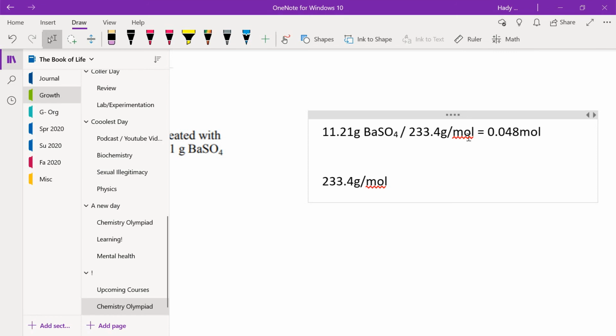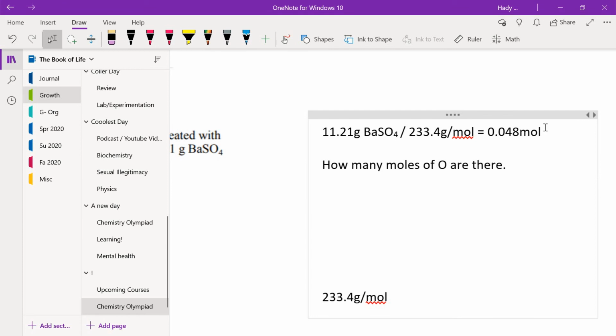Sometimes they'll say, okay, you have 0.048 moles of barium sulfate, and this is going to be relevant to answering this question when I do this little problem. How many moles of oxygen are there?